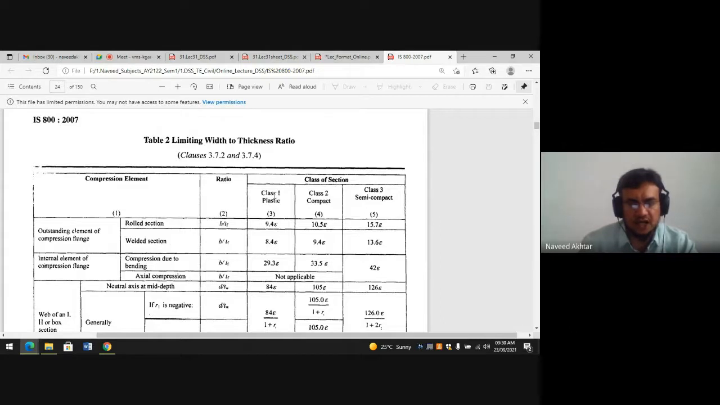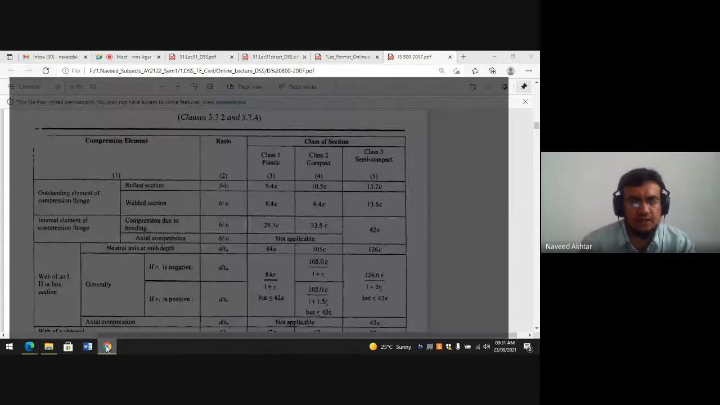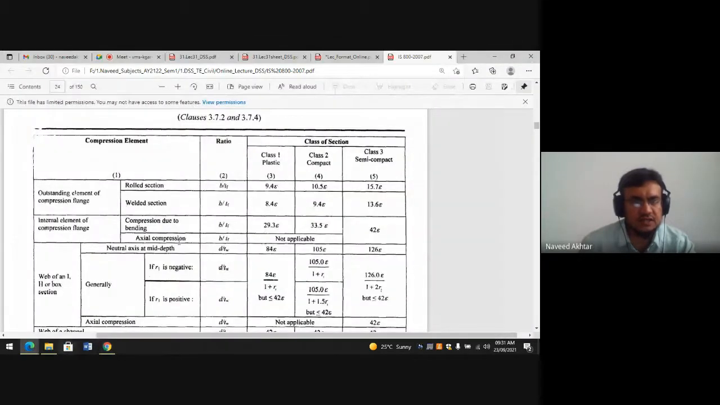Class 1 is plastic, class 2 is compact, class 3 is semi-compact, and class 4 is slender. Slender sections we are not designing in our case and they are not permissible because they fail before the yield stress. How to do the section classification I have already discussed many times. Now you can also see how to do it.